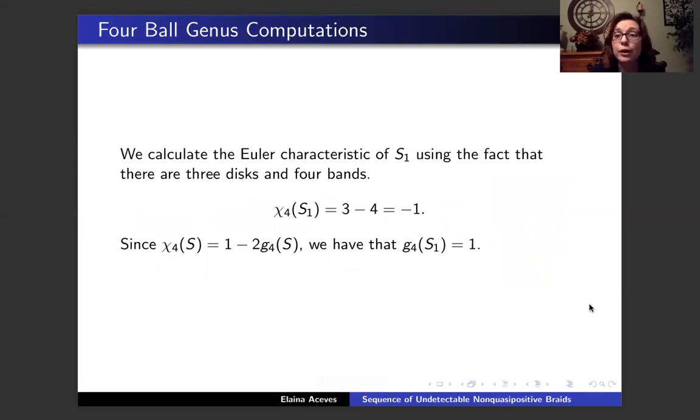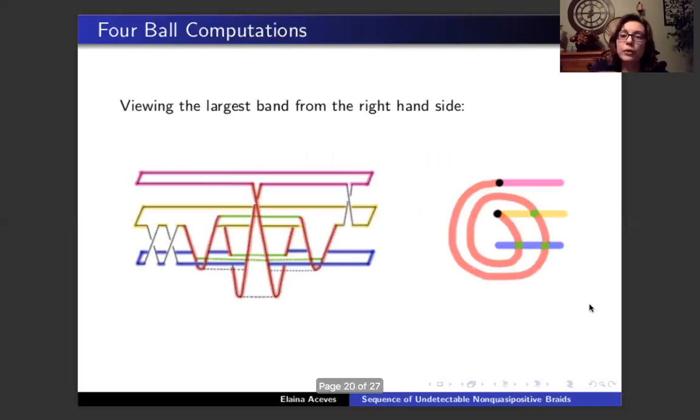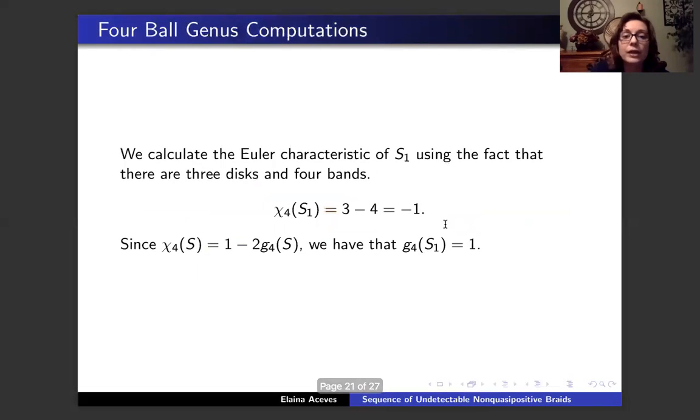Next, we want to calculate the four-ball genus. To do that, we calculate the Euler characteristic first. Notice that before we had 3 discs and 4 bands. So we have this Euler characteristic calculation of -1. We know the relationship between the Euler characteristic and the four-ball genus. Therefore, we get the four-ball genus of this surface is 1, which is what we wanted to show.